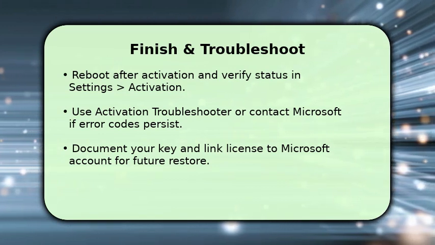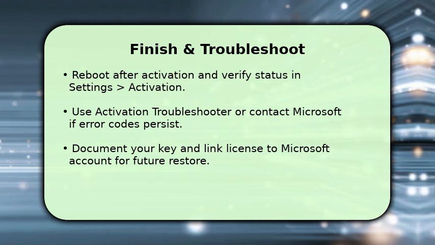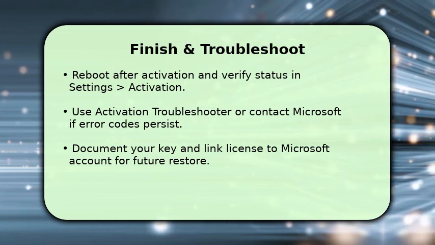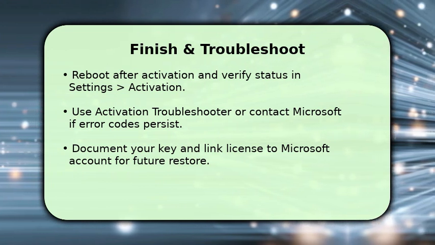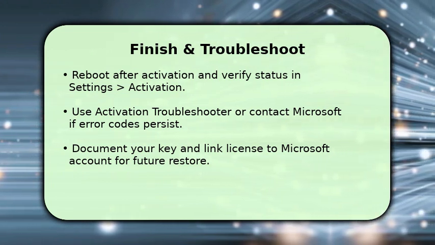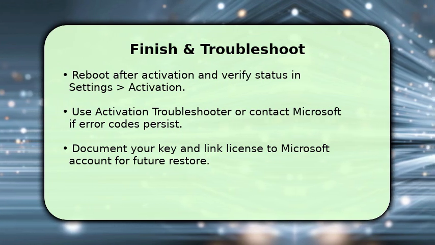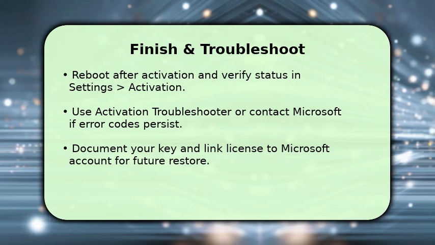If activation fails, run the activation troubleshooter and follow its prompts, or note the error code and contact Microsoft support while signed into your linked account. Make sure to document the working key and link any digital license to your Microsoft account to simplify future restores. If network or hardware changes cause the problem, addressing those first often resolves activation errors. Keep that approach in mind.